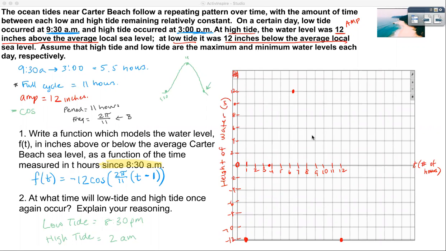And then I also know going down, it's going to hit at 9.25. Again, you can pause the video and see if you can figure out why that is conceptually. So now I've got my cosine graph. It's not bad, right? It looks okay. So this is my cosine function. Again, my actual function f of t is equal to negative 12 cosine 2 pi over 11 times t minus 1. And when I graph it, it's not the greatest graph, but it's hopefully a good enough sketch of f of t.